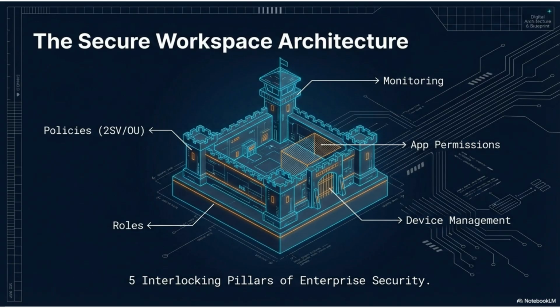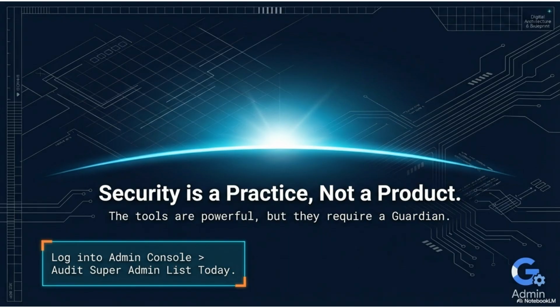This visual summarizes the secure workspace architecture as a castle with 5 interlocking pillars: roles, policies, device management, app permissions, and monitoring. Security is a practice, not a product.